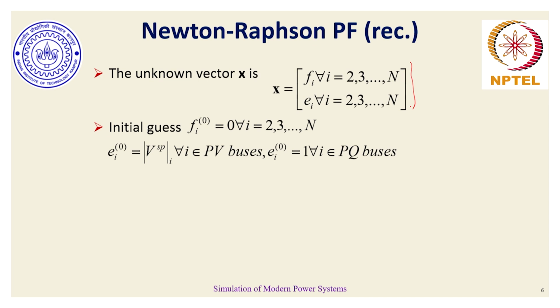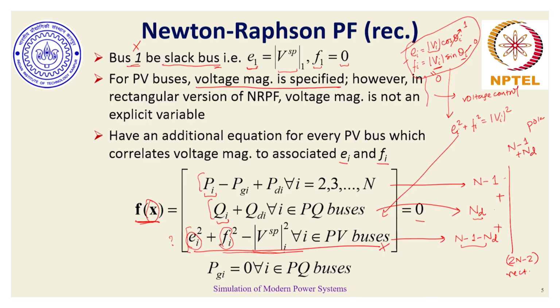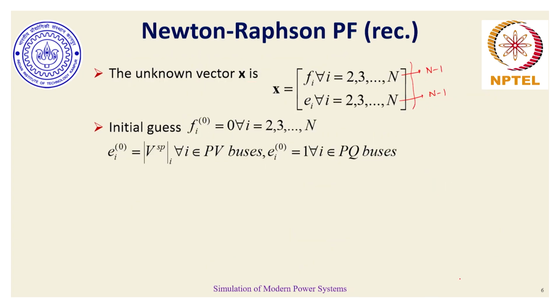For all PQ and PV buses, E's and F's are unknown, because for PV buses, voltage magnitude is specified. That doesn't dictate that E and F can be fixed a priori. And that is the reason why we have n-1 F's and n-1 E's, which again add up to 2n-2, consistent with the 2n-2 equations that are involved in the rectangular coordinate version.